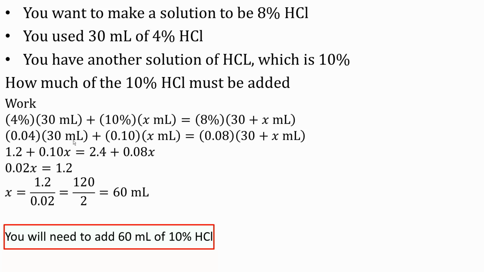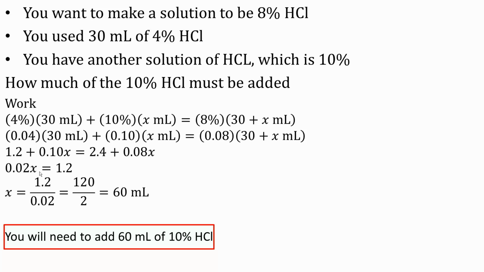Now we do some multiplication. So 30 times 0.04 is 1.2, and then we have 0.1 times x is 0.1x, and then 0.08 times 30 is 2.4, plus 0.08 times x is going to be plus 0.08x. So let's isolate the x. So you move the x over to the left and you move the 1.2 over to the right. And so we would get 0.02x is equal to 1.2.